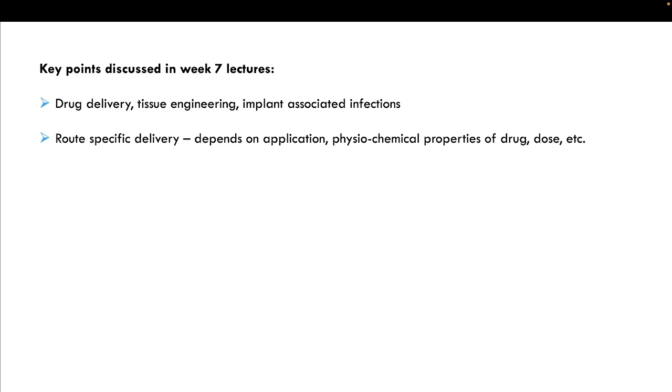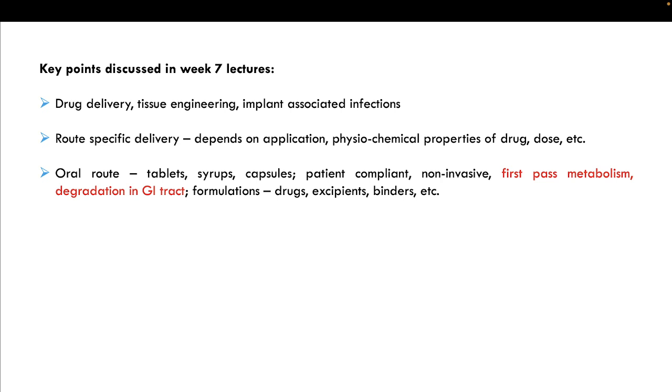So various different routes were discussed in this week. The first and foremost is the oral route, which we are very familiar with, because it comes in different forms. You can take tablets, syrups, capsules, and the reason the oral route is preferred is because it's patient compliant. There is no pain involved with it. If you ask a patient to take a tablet versus an injection, most patients will prefer a tablet. And it's also non-invasive. There is no pain introduced in this route of delivery. But as I said, all the routes will have their own advantages and disadvantages. The disadvantages associated with the oral route are first pass metabolism.